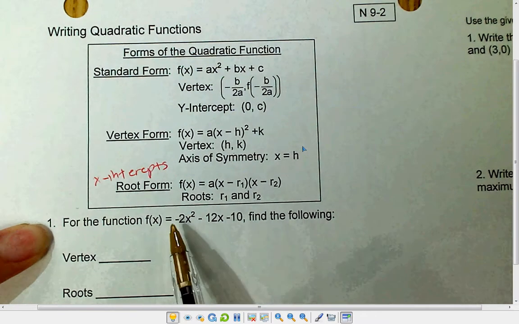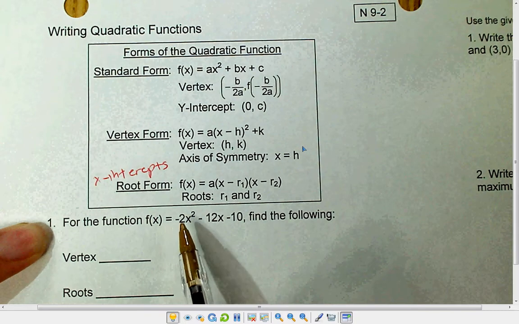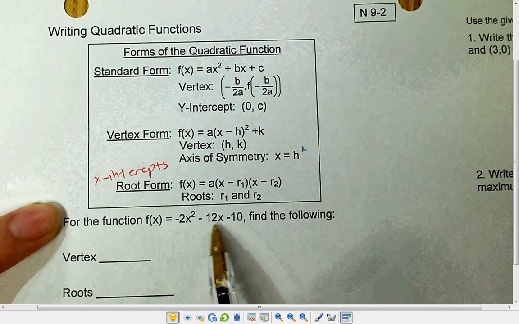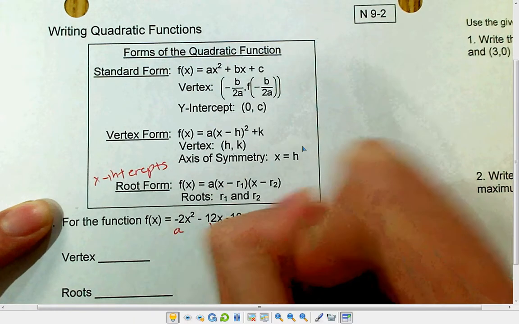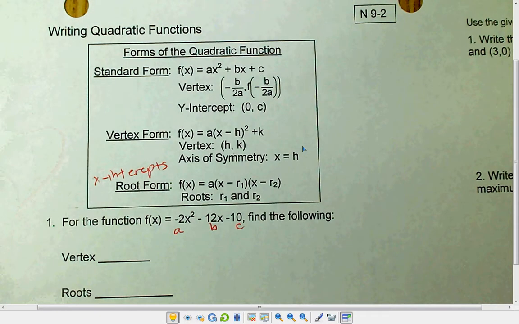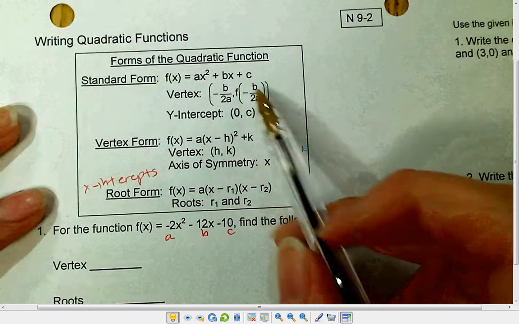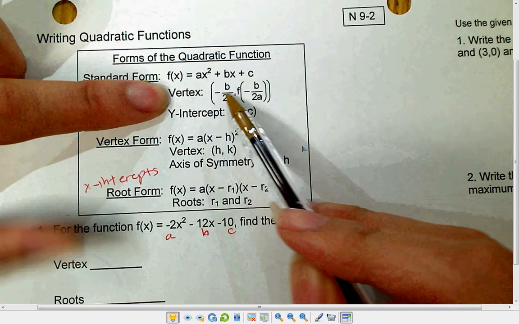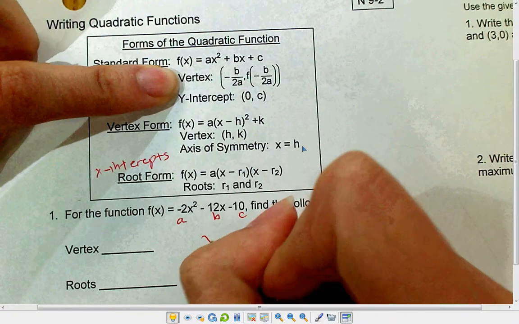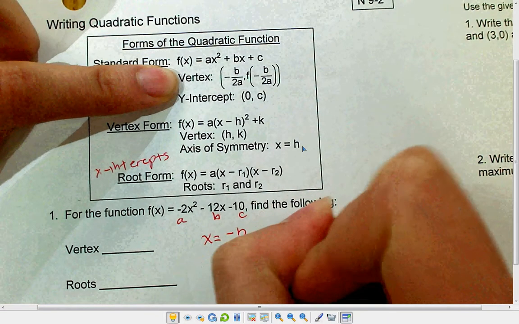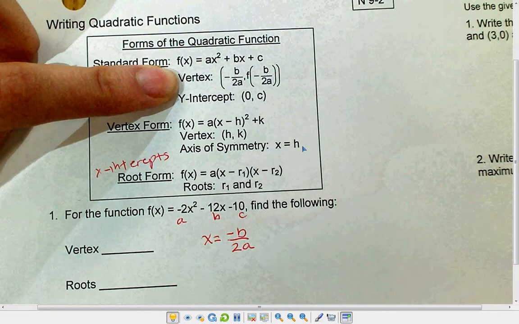Here's my function right here. f(x) equals negative 2x squared minus 12x minus 10. This is clearly right now in standard form, where we have an a, b, and a c. From our standard form, we can easily find the vertex using this right here. So for our vertex, our x value is going to be negative b over 2a.